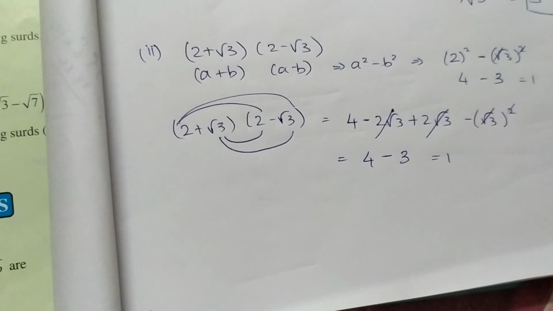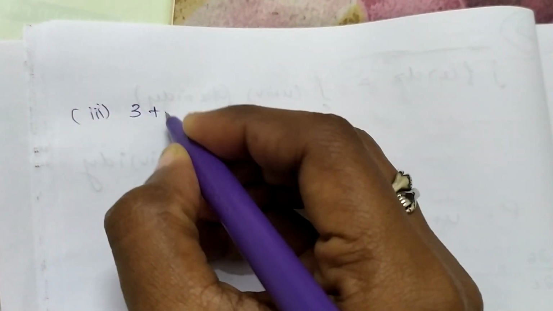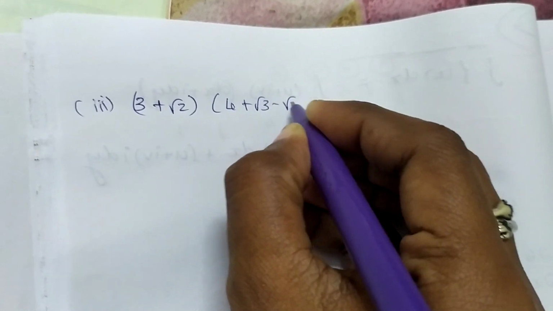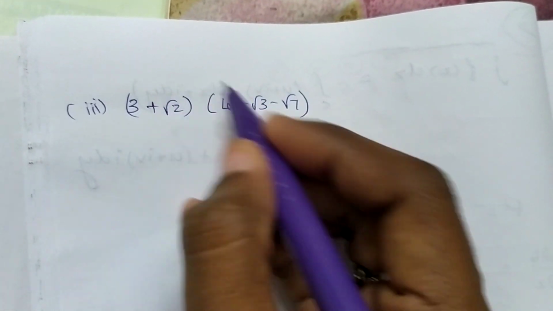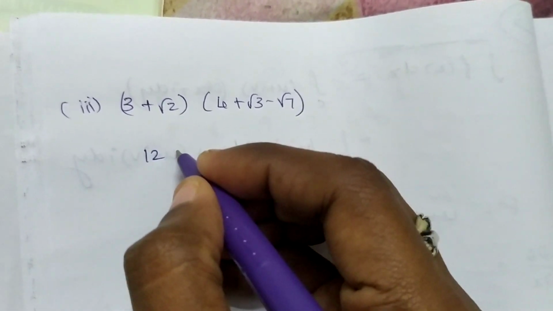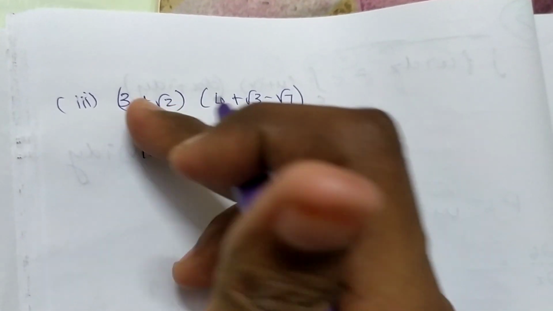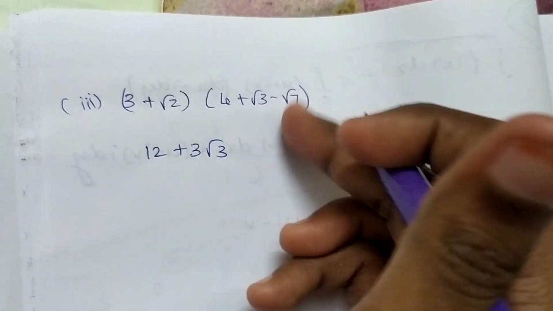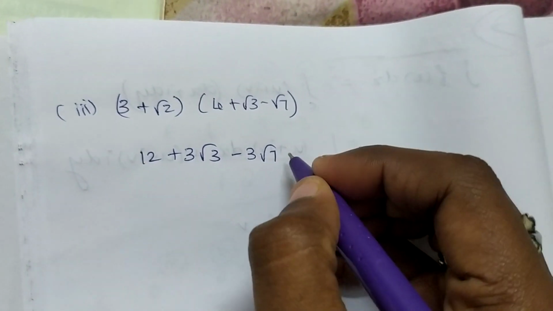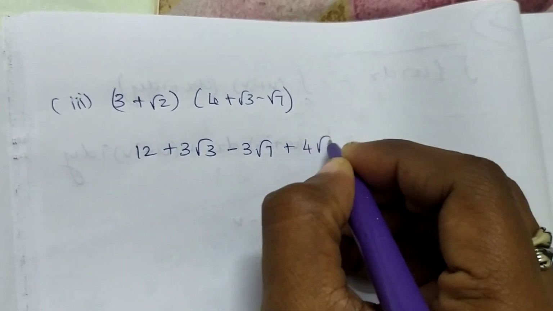Then we are going to see another problem. Here the problem is 3 plus root 2 into 4 plus root 3 minus root 7. When you multiply, 3 into 4 is 12. Then 3 into root 3 is 3 root 3. You have to directly put it like this. Then 3 into minus root 7 is minus 3 root 7. Then if you multiply those two things, you will get 4 root 2.